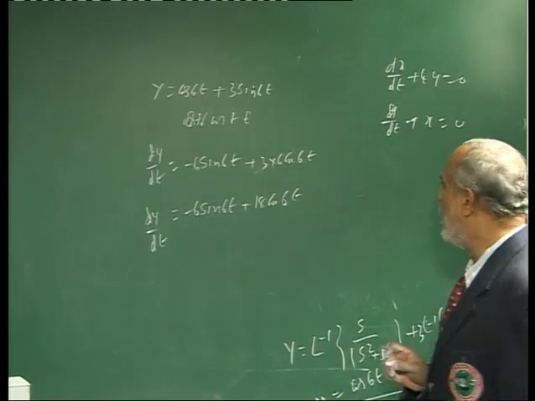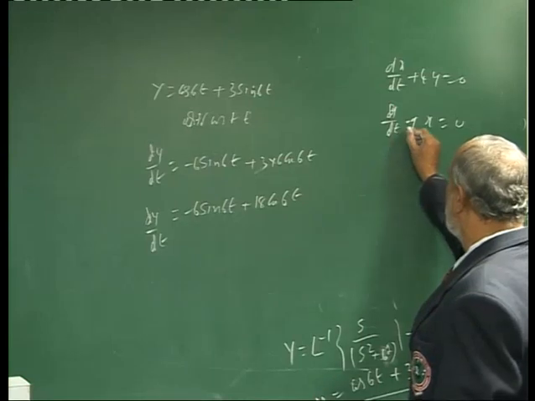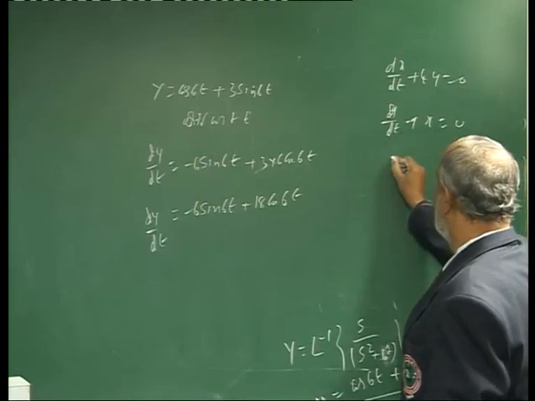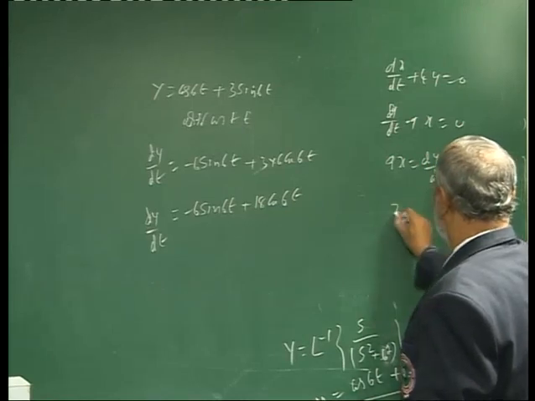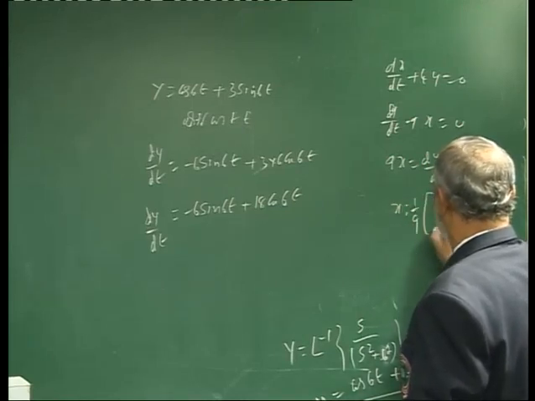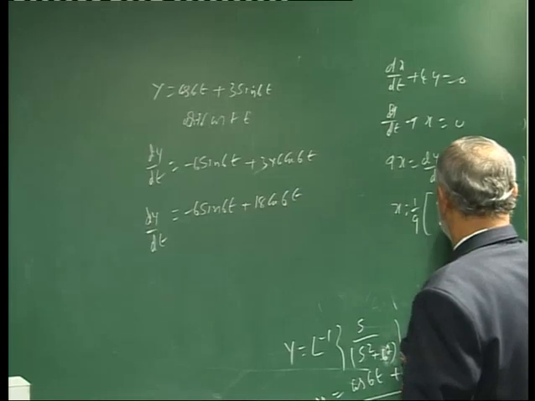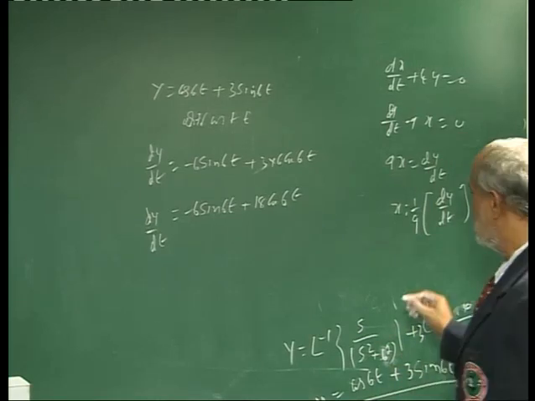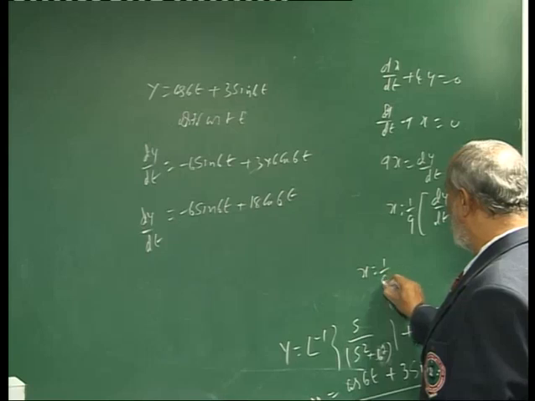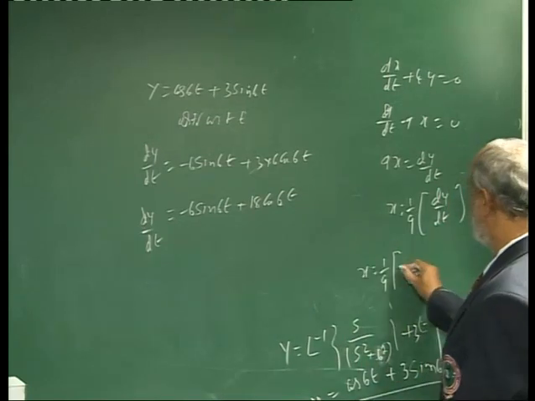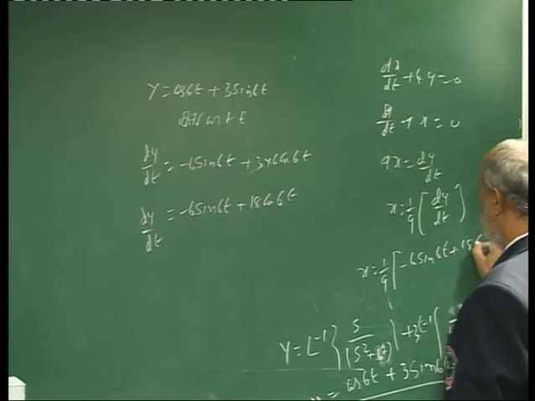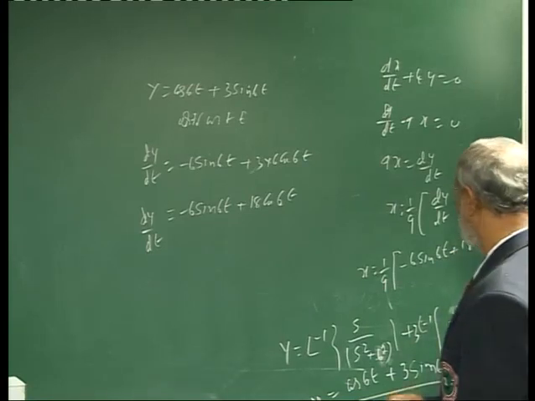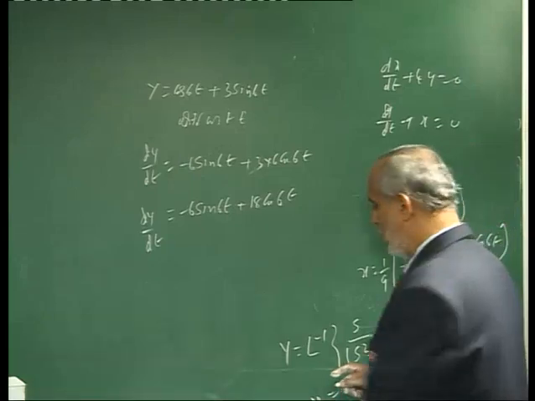Now we want to find the value of x. You know dy by dt minus 9x equal to 0, then 9x is equal to dy by dt, then x is equal to 1 by 9 dy by dt. Then x is equal to 1 by 9 times the dy by dt value, minus 6 sin 6t plus 18 cos 6t. This is the required result.